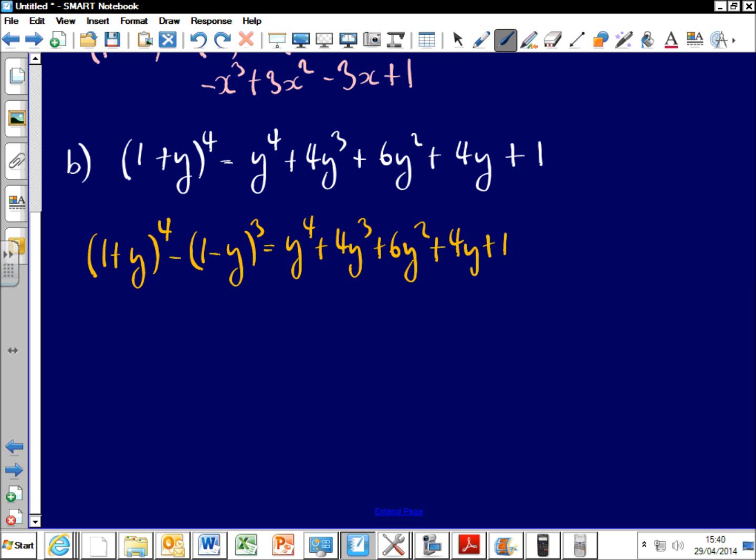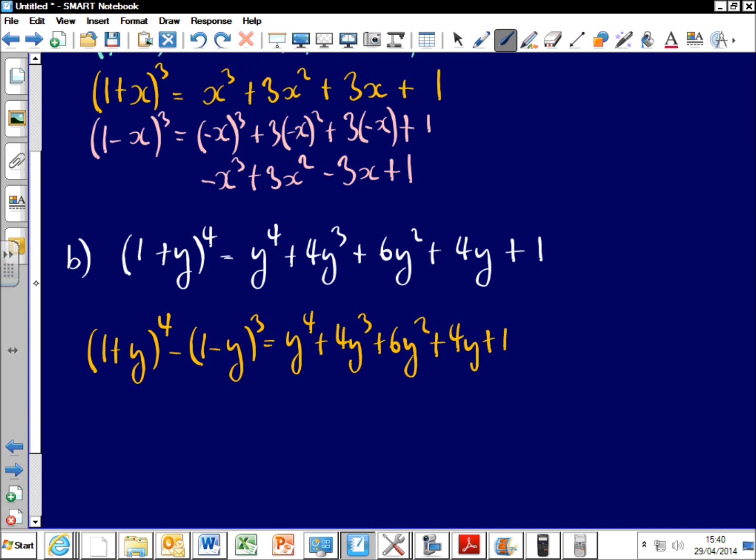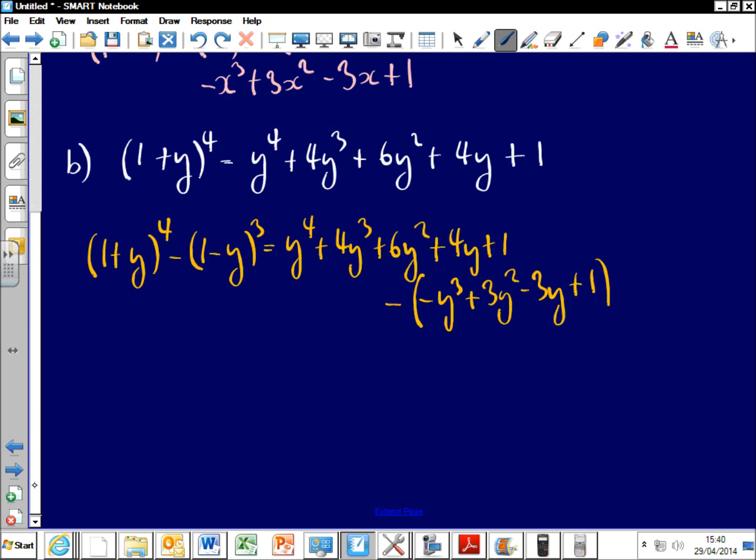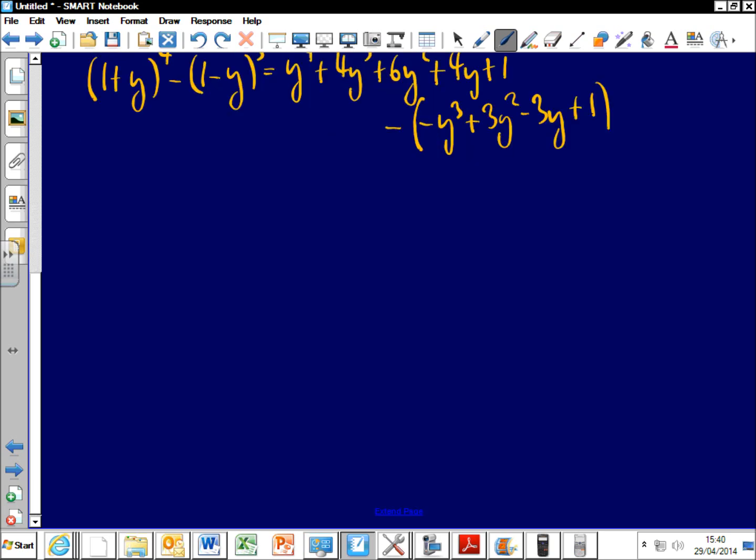And then I'm going to take away 1 minus y cubed. Well, I've done 1 minus x cubed there, which is the same thing except the x's are y's. So I'm just going to take away this, but change it to y's. Okay, and then I've just got to simplify all this stuff. So let's just try and simplify all this.